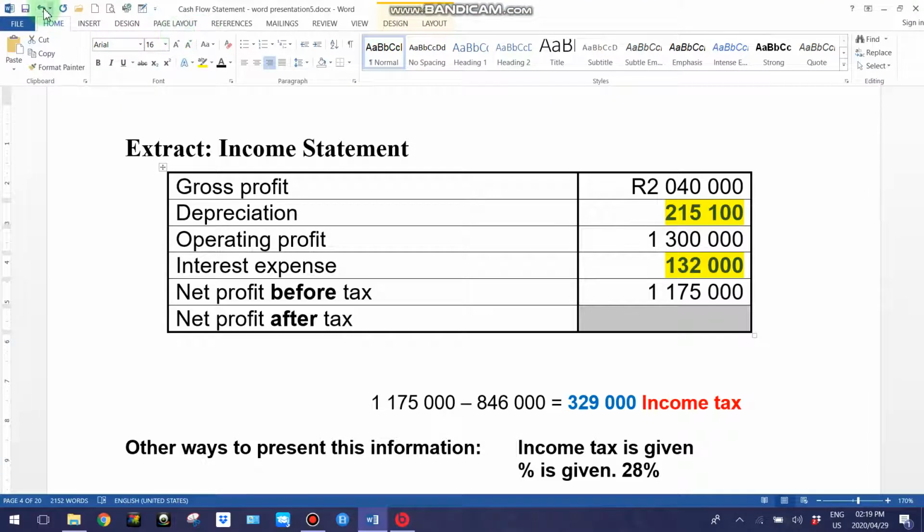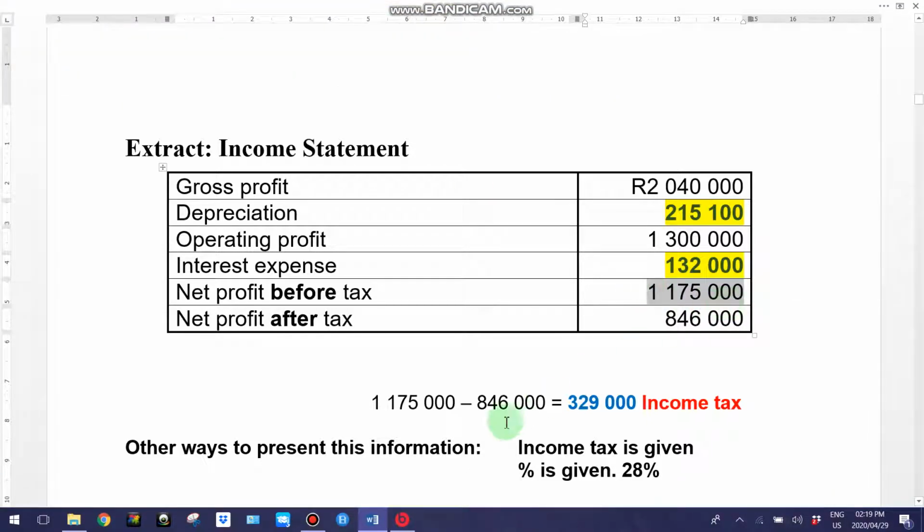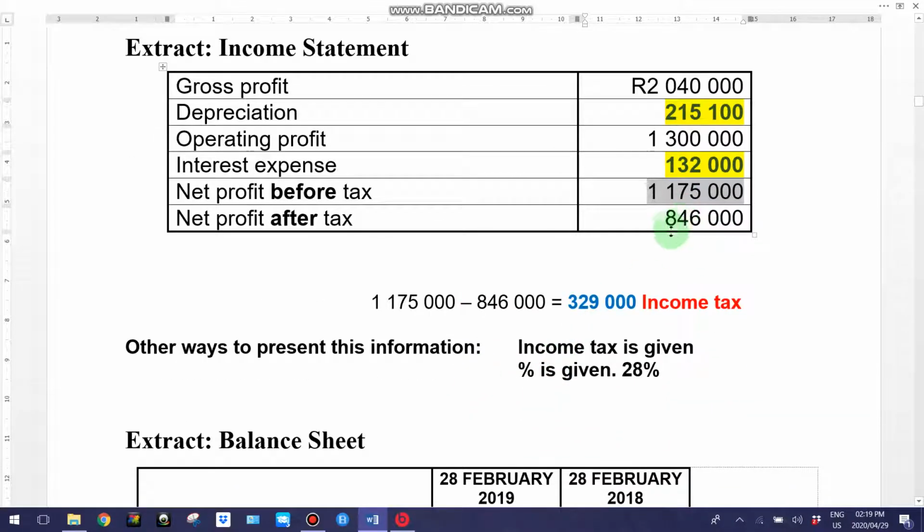And then at other times they might decide no, they are not going to do that. They are going to give you the net profit after tax. They don't give you that amount, they give you the net profit after tax, and they say that is 28%. The tax rate is 28%. So you need to read carefully to see how you are going to do these calculations.